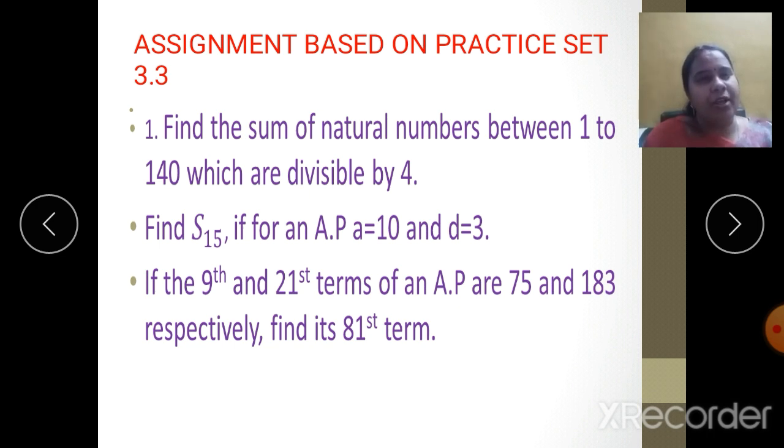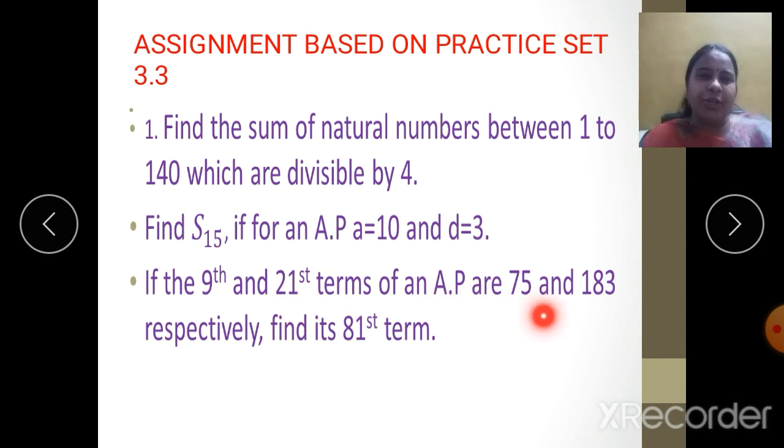And now I have prepared an assignment based on this practice set 3.3. Now exactly the same type of sums which we have done till now. See the first sum: natural numbers between 1 to 140 which are divisible by 4. Now this is actually a sum of your practice set activity question which I have given you here. I want every one of you to solve. We have done a sum like this. Now next one, S15, they are asking us, a is given, d is given. It is formula and direct substitution. Yes, like this also one sum we have done.